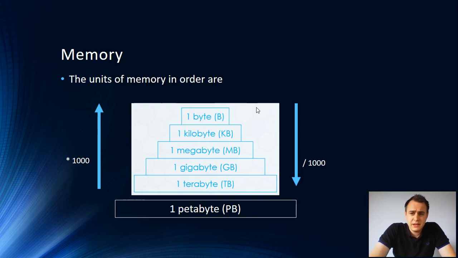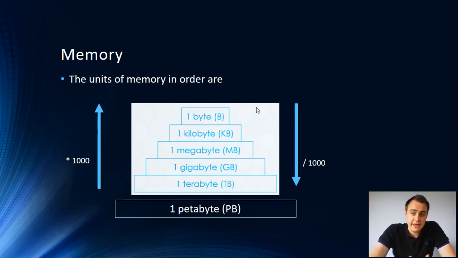So just think 1,000 each time, guys. 1,000 bytes in a kilobyte, 1,000 kilobytes in a megabyte, and so on and so forth. So this helps us with conversion. So these arrows on the left and right, I've got the arrow pointing up, which is times by 1,000, and the arrow pointing down, which is divided by 1,000.